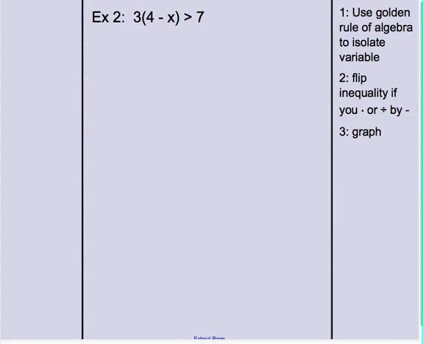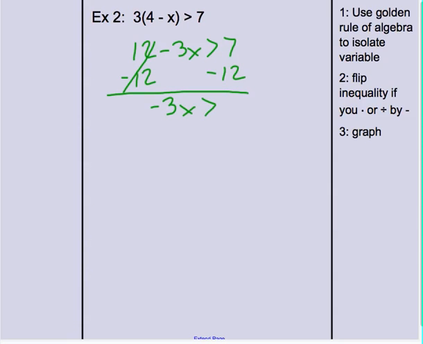Alright, same process. This time I'm going to distribute first, and then follow the golden rule of algebra. So I'm going to subtract my 12. The 3 is attached to the x, so I can't take care of the 3 until I get rid of that 12. 7 minus 12 is negative 5. To solve, now I'm going to divide by negative 3. I'm dividing by a negative, so my inequality needs to flip.